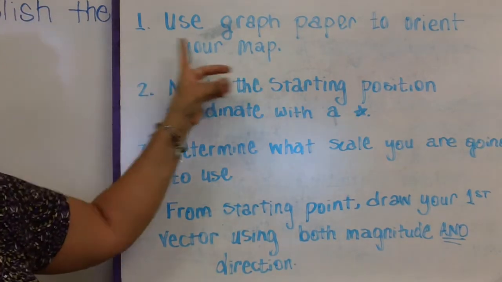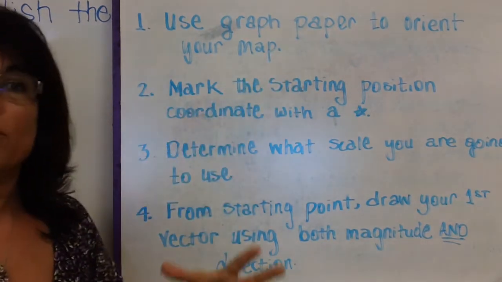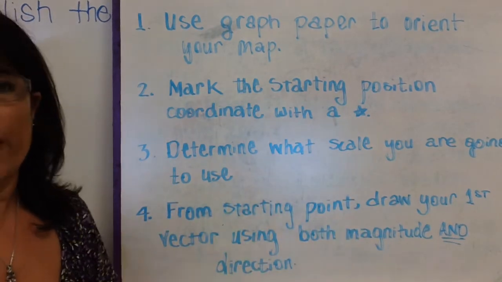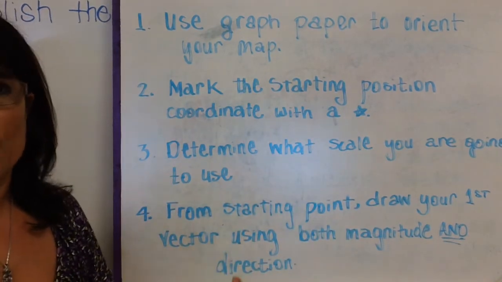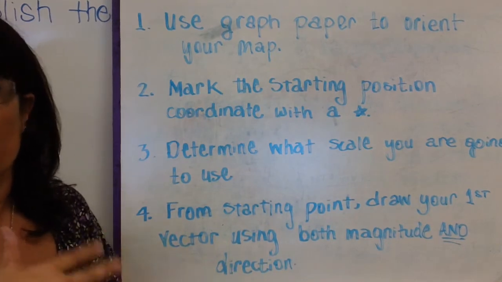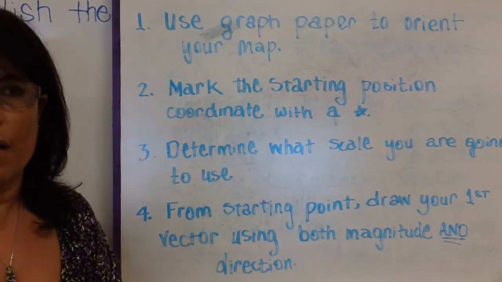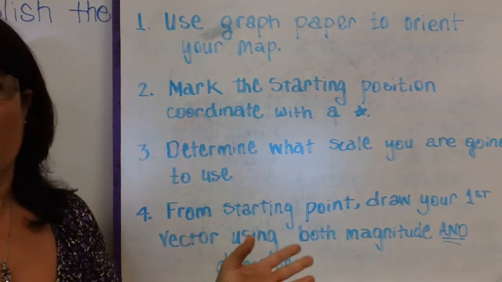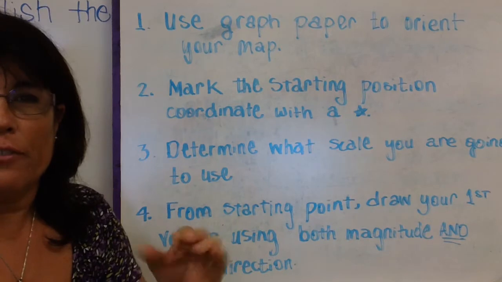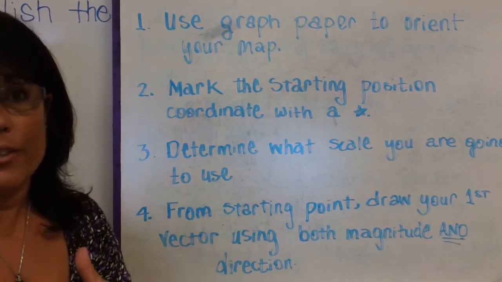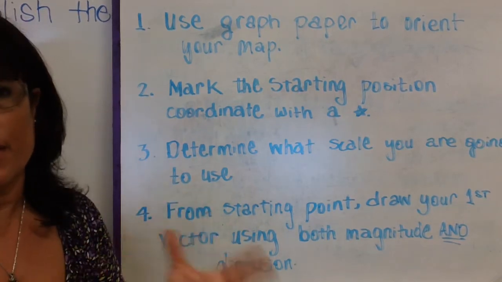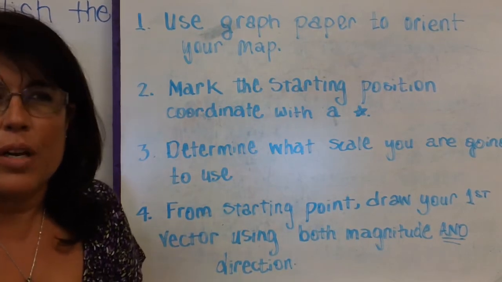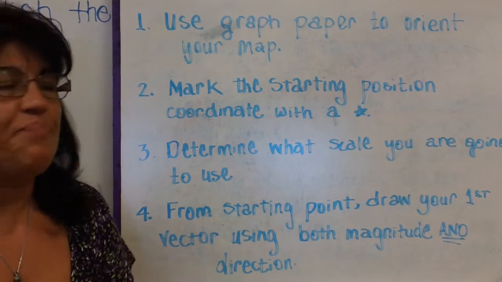So what we're going to do is use graph paper to orient your map. Make sure that you understand where the cafeteria is, where my room is on your paper. Normally we call that north, south, east, and west, and we want to orient our map. Then we're going to mark our starting position coordinate with a star. Hopefully you'll be smart enough to put that on a line. Don't put that in the middle of a box, because then you're going to have more difficulty measuring distance from not a perfect coordinate.